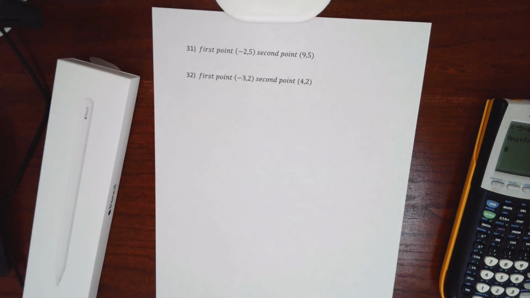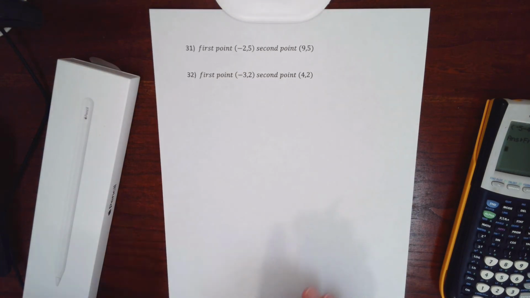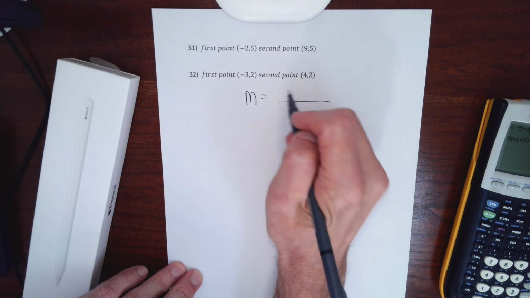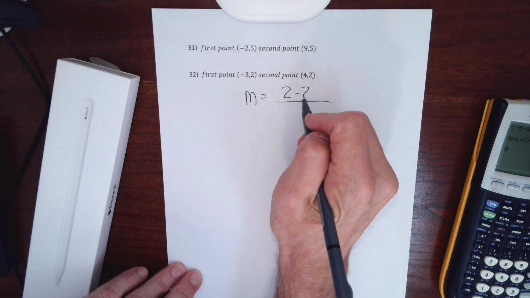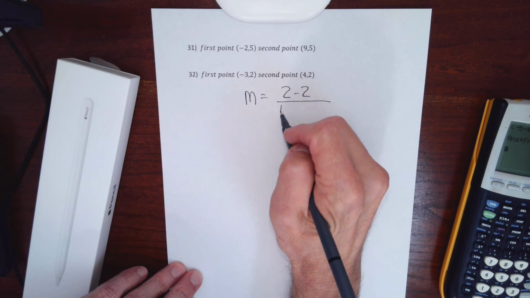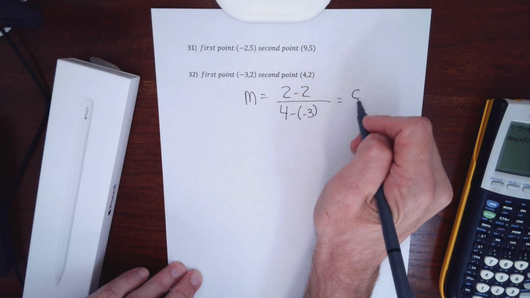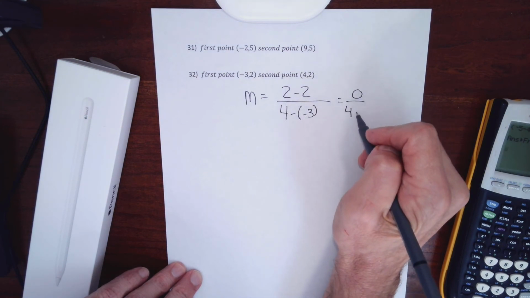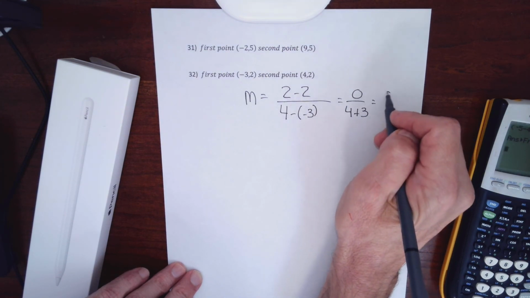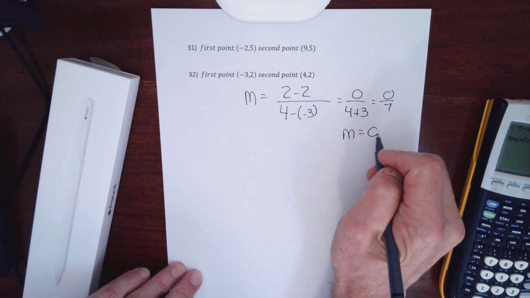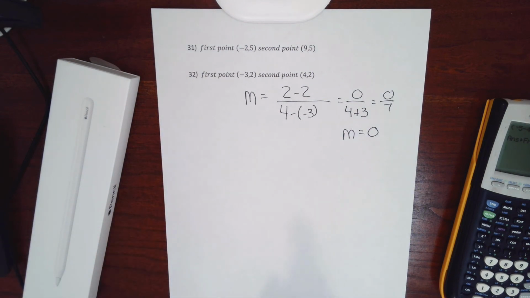2 more problems and we'll move on to a new part of this section. 32, find the slope of the line that connects those 2 points. Y-coordinate of the second point minus y-coordinate of the first point in the numerator, x-coordinate of the second point minus x-coordinate of the first point in the denominator. Numerator comes out to be 0. The denominator comes out to be 7. And fractions with 0 in the numerator are equal to 0. So here the slope is going to be 0. Fractions with 0 in the denominator are undefined.